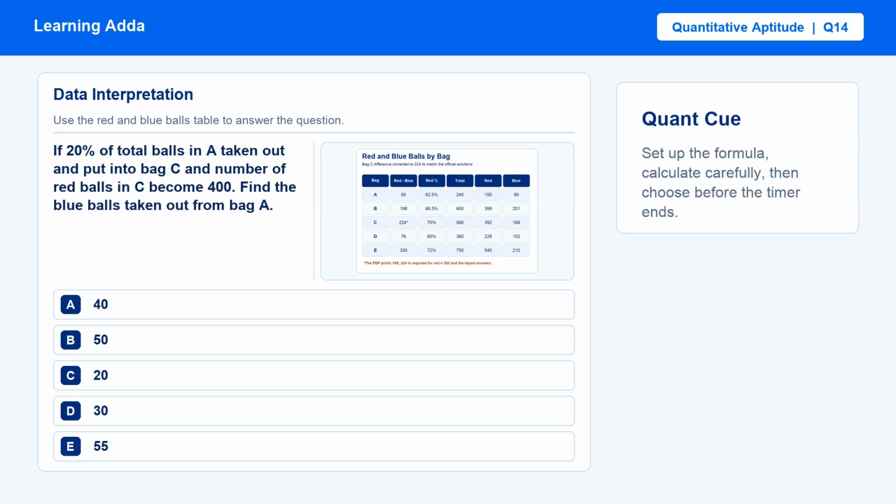Question 14. If 20% of total balls in A taken out and put into bag C and number of red balls in C become 400. Find the blue balls taken out from bag A. Option A, 40. Option B, 50. Option C, 20. Option D, 30. Option E, 55. The timer starts now.